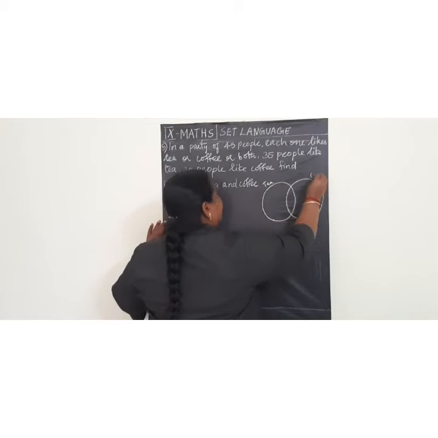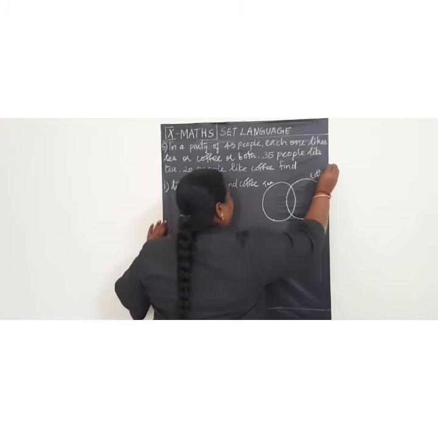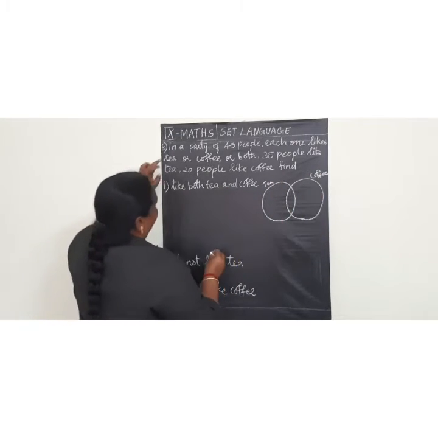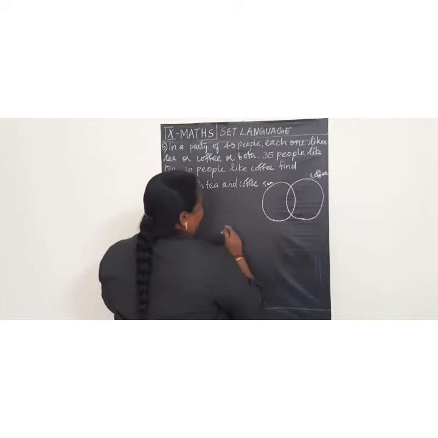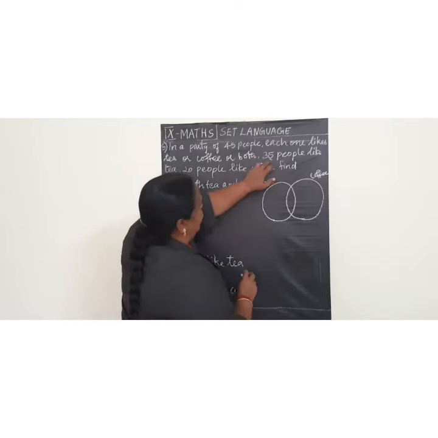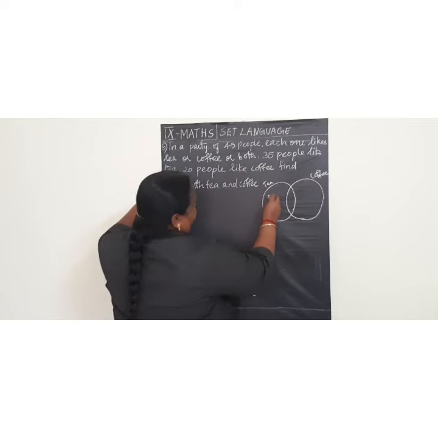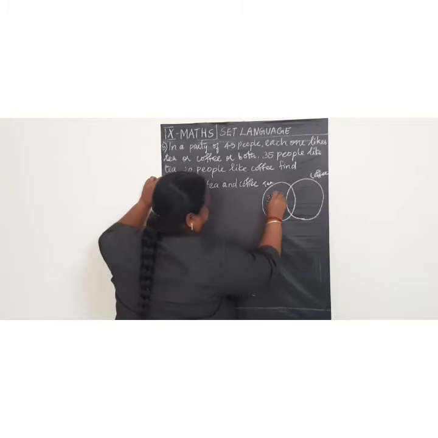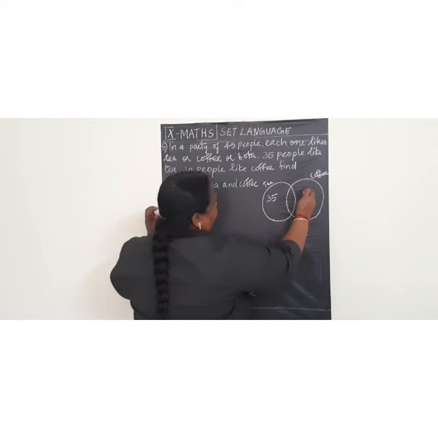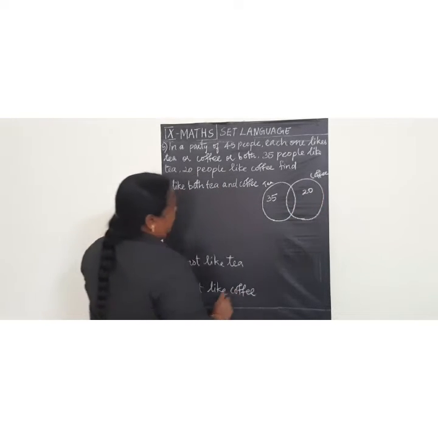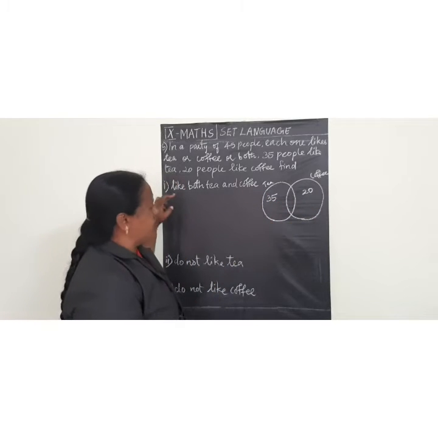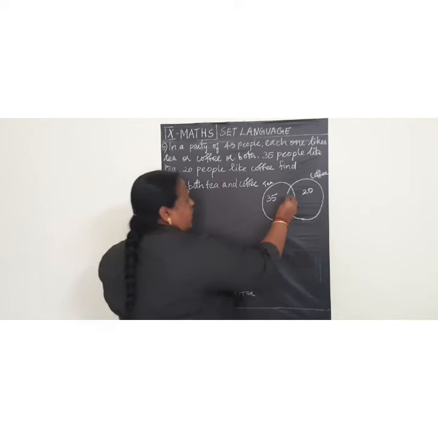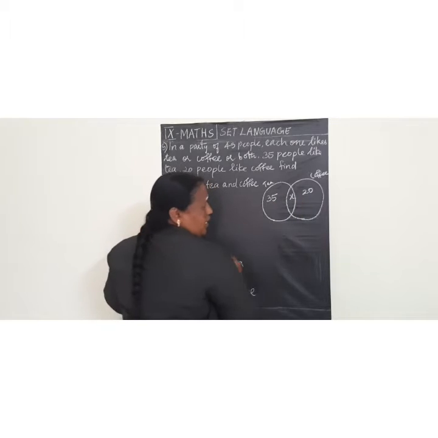tea, coffee. So here they are given how many people in total? 45 people are there. In that 45, 35 people like tea, then 20 people like coffee. We have to write that here. Then they didn't give how many people like both tea and coffee, that only we have to find. So this part we have to take as x.